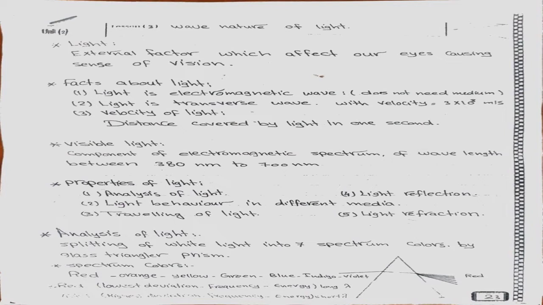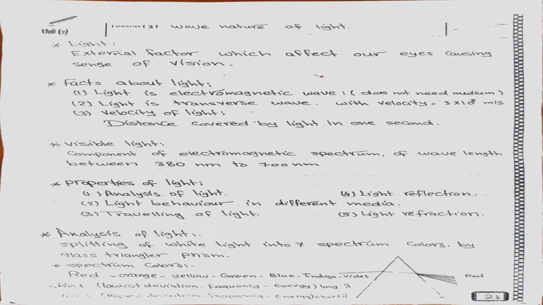We have to know some properties about the red color and the violet color. That means we are going to study the first color and the last spectrum color, red and violet. Red is near to the apex of the triangular prism. It has low deviation, low frequency and low photon energy. Photon energy means the amount of energy inside this color. But it has long wavelengths.